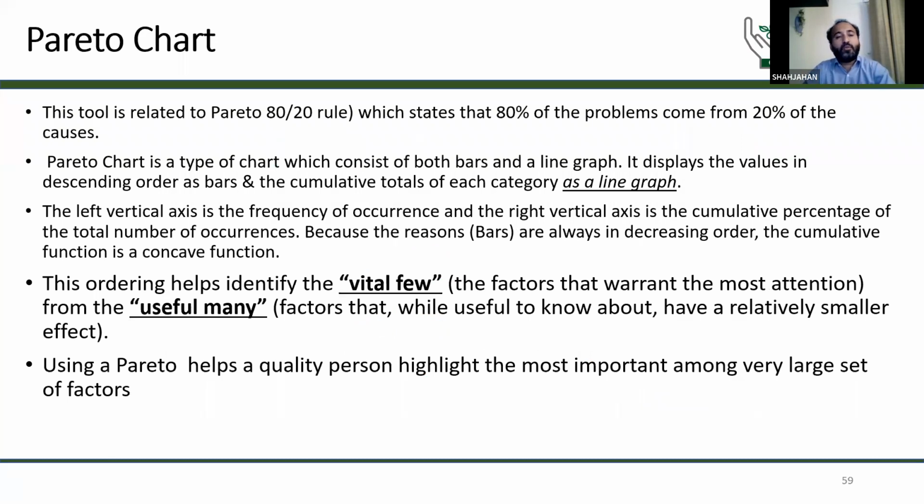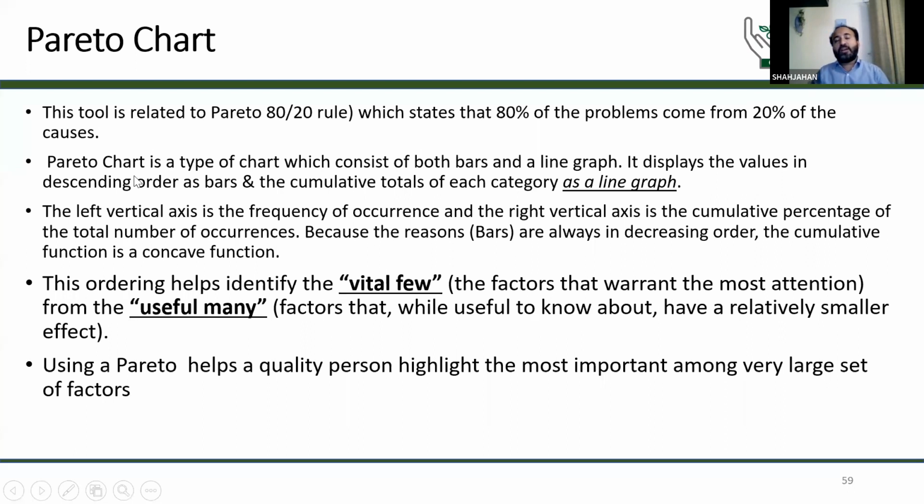Now the other tool for root cause analysis is the Pareto chart. This is also important for the exam. They are asking about this one. This tool, the Pareto chart, is also known as the 80-20 rule. What is the meaning of the 80-20 rule? It states that 80% of the problems come from 20% of the causes.